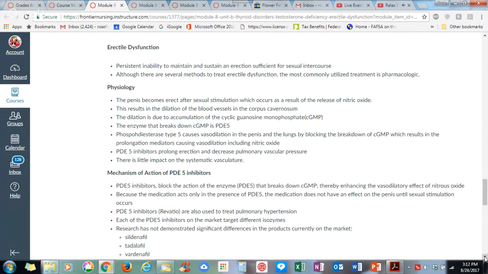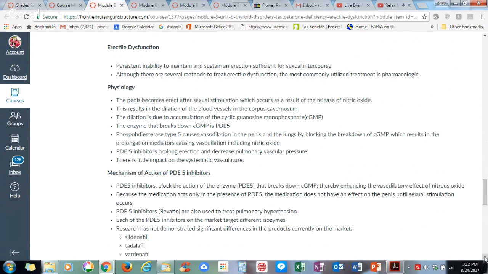Physiology of erectile dysfunction. The penis becomes erect after sexual stimulation, which occurs as a result of the release of nitric oxide. This results in the dilation of blood vessels in the corpus cavernosum. The dilation is due to the accumulation of cyclic guanosine monophosphate. The enzyme that breaks down cyclic GMP is PDE5.